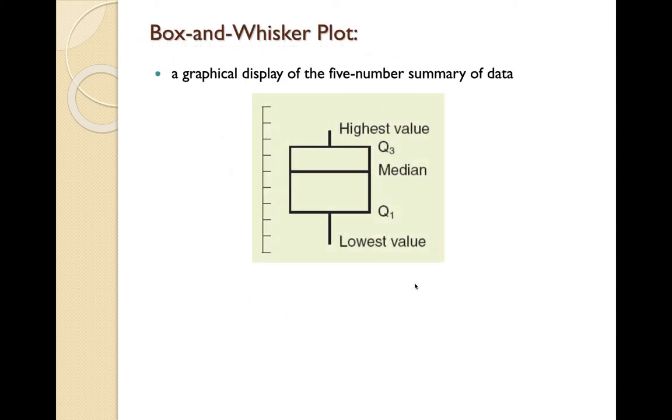Now, a great way to represent the five-number summary and kind of give you a picture of what's going on is a box and whisker plot, or just boxplot. Okay, so you can see here there's a box and then the little whiskers that go up to the highest value and then down to the lowest value. That's how it gets its name.